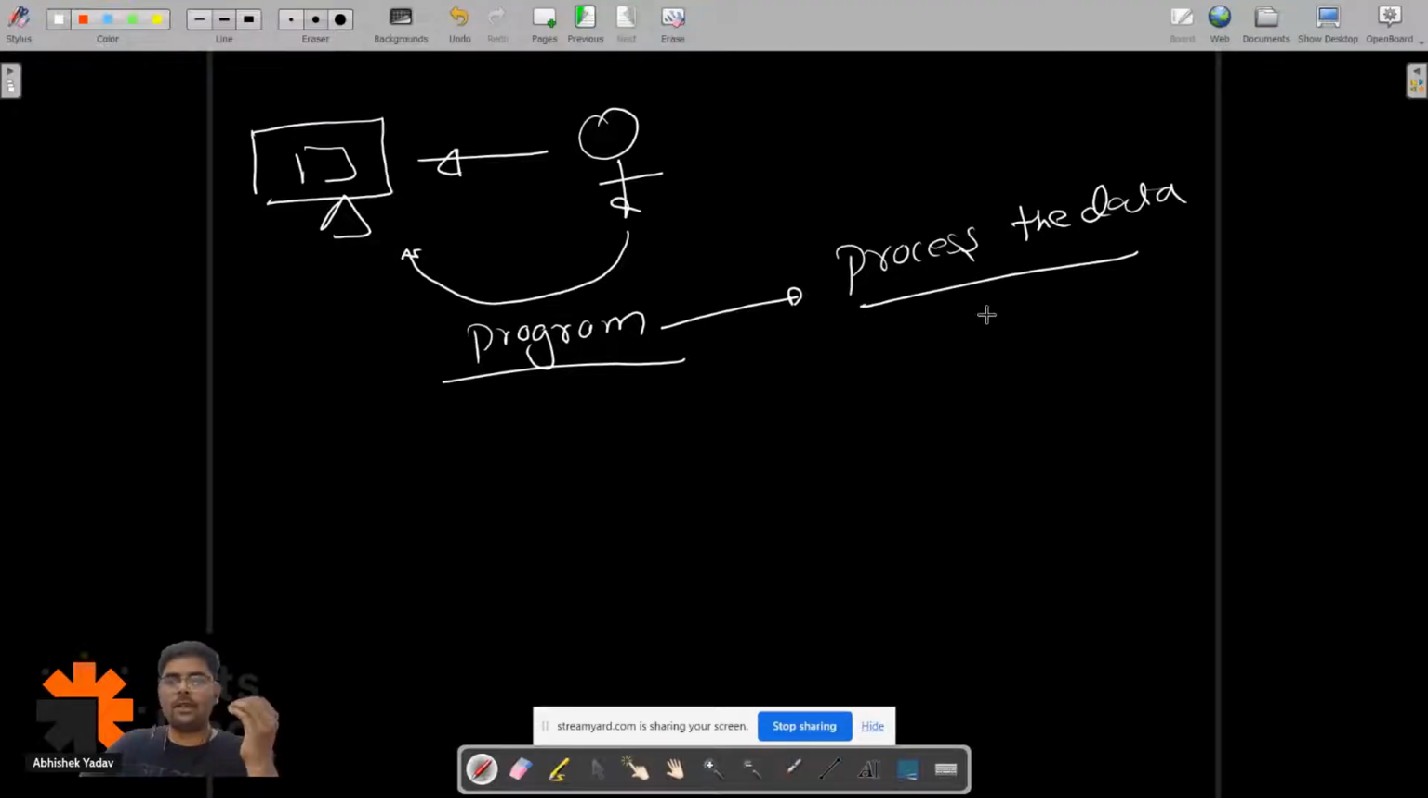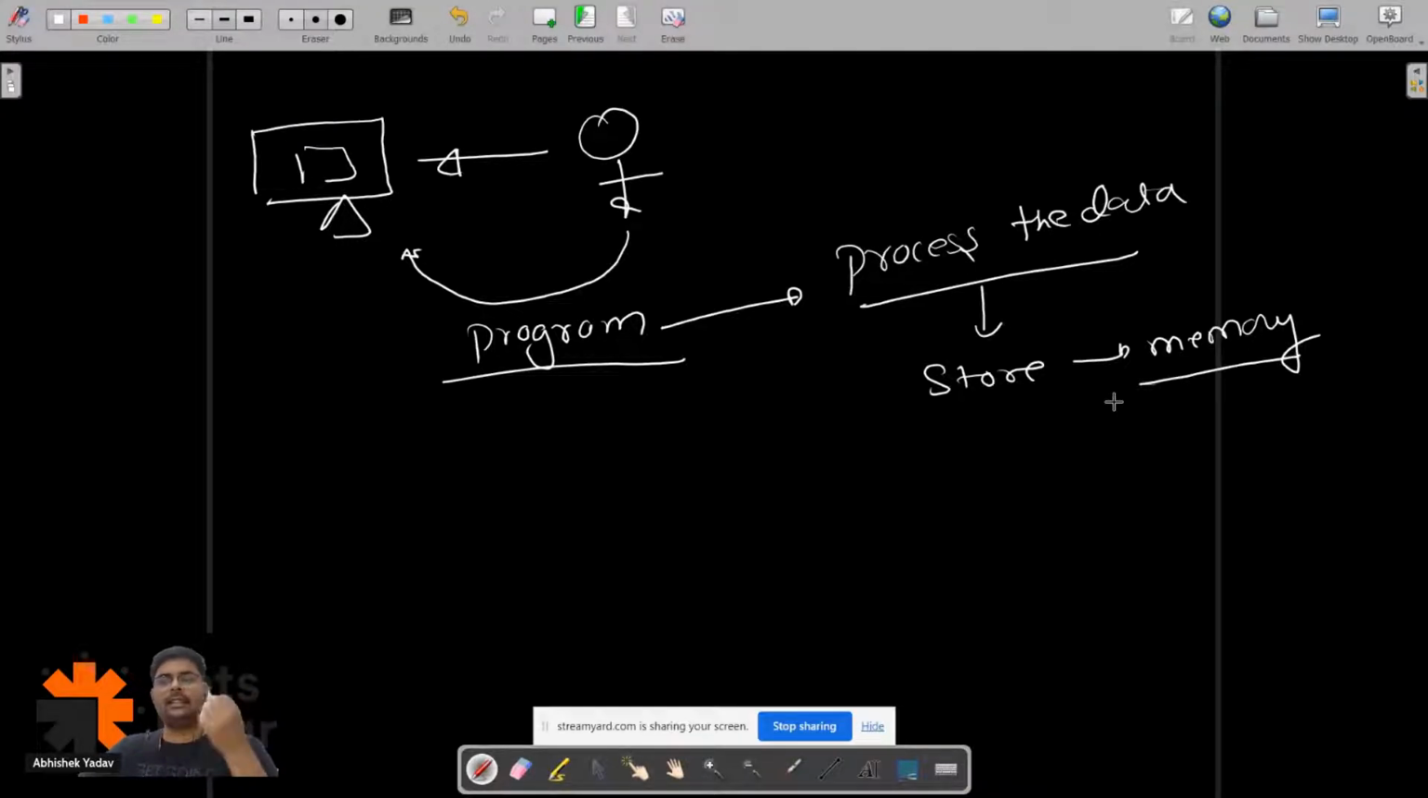So in order to process the data, I have to store the data somewhere, right? And that somewhere is what? Our memory, right? And how can we create a storage in the memory and how can I store the data with the help of a variable.